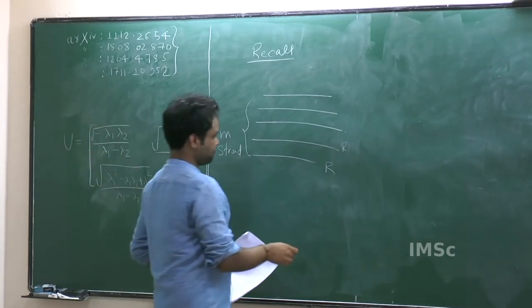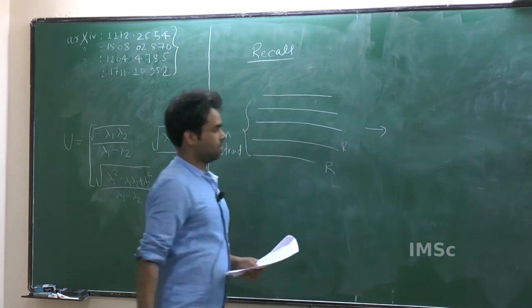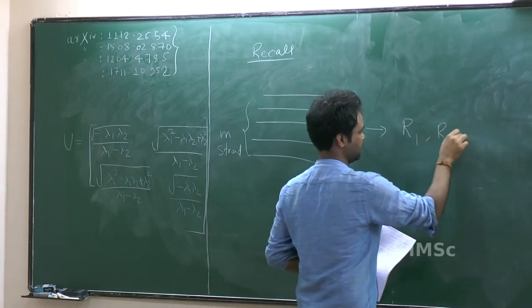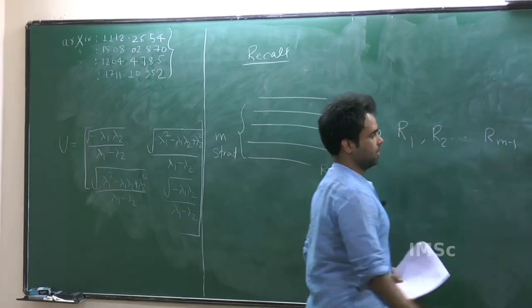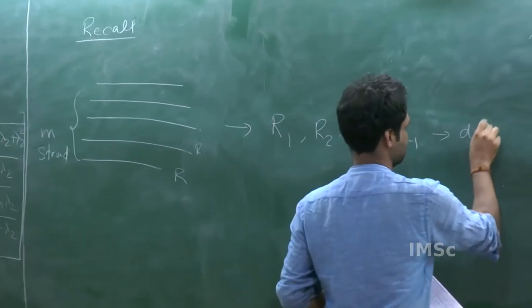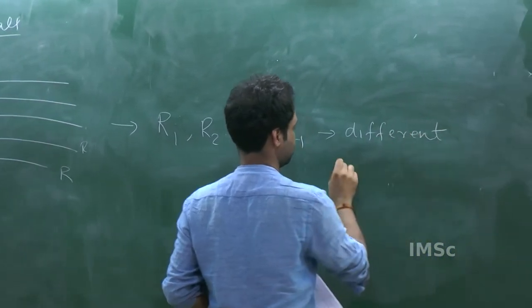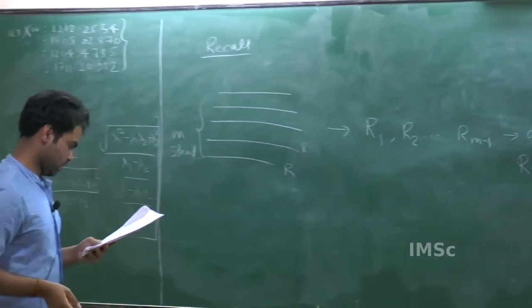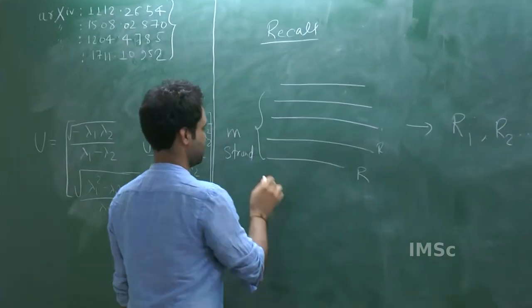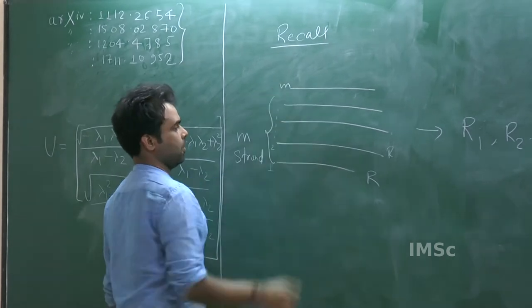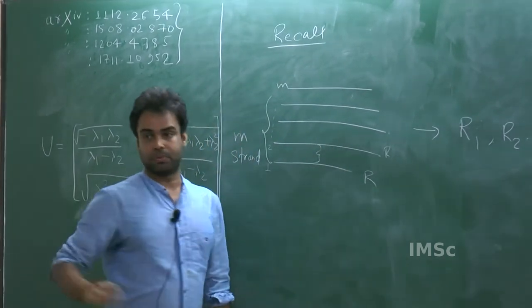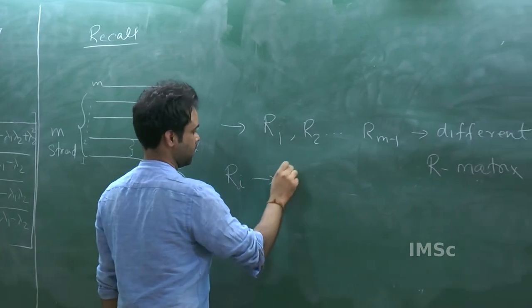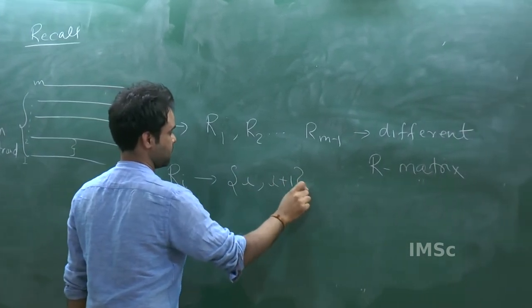And thus, there exist R1, R2, up to R(m minus 1), different R matrices, where Ri, let me label them as levels 1, 2, up to m. R1 will only act on strands 1 and 2, and R2 on 2 and 3. So Ri, this R matrix, will act on the i and i plus 1 strands.